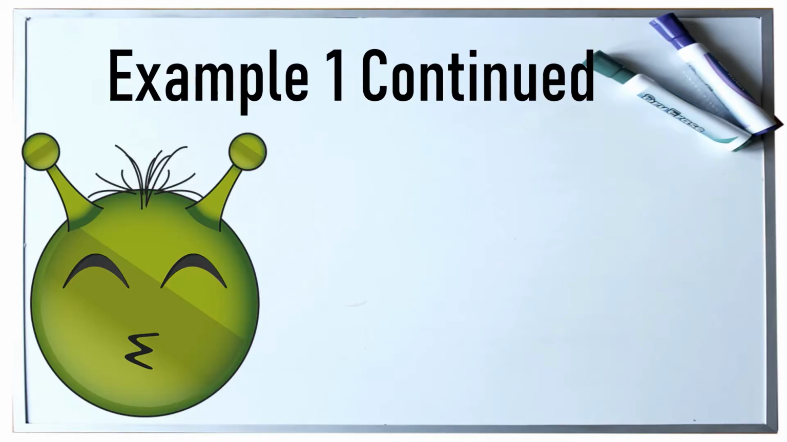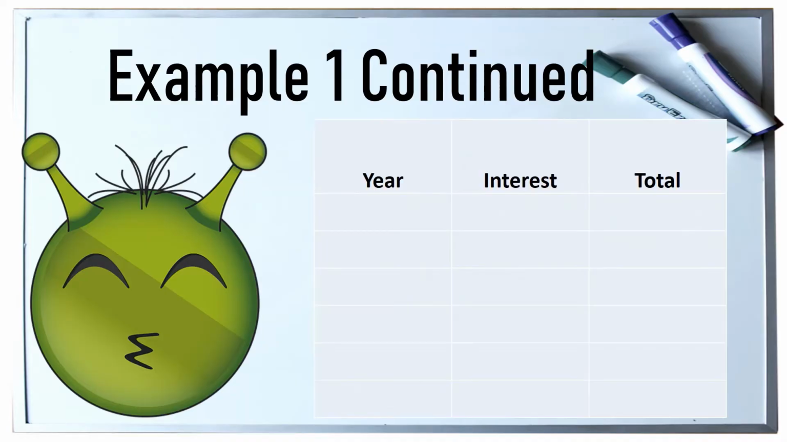The best way to see how this works is in a table. I like to have a year 0 to show the initial conditions. After the first year, we had $20 in interest. We add that on to the total, we get $520. The following year is also $20, because with simple interest, once you work out the interest for 1 year, it is the same for every year.